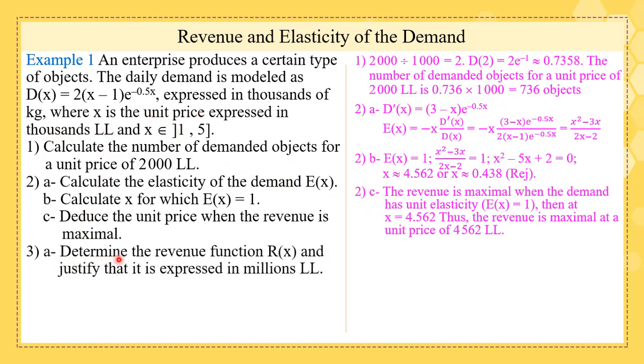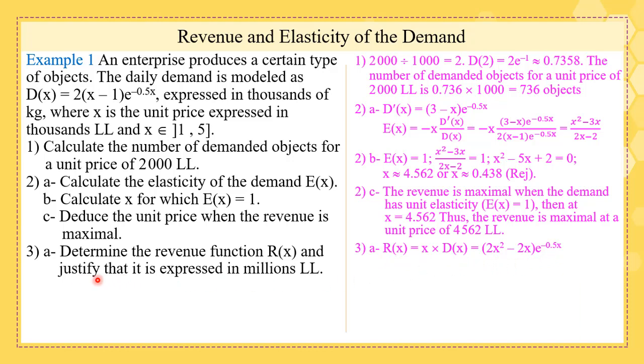3. Part A. Determine the revenue function R of x and justify that it is expressed in millions of Lebanese Lira. So in this part, we need to determine R of x. First, we write the rule of the revenue function: R of x equals x times d of x, price per unit times demanded quantity. After that, we replace the expression of d of x and expand it with x. So we get R of x equals 2x squared minus 2x, times e to the minus 0.5x.